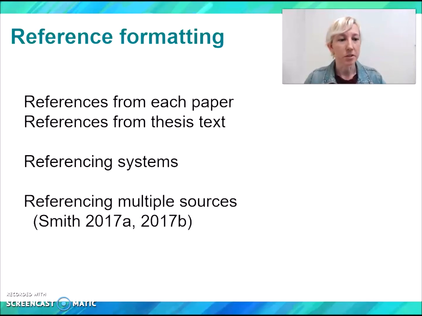So, for example, Smith might be someone very important in your field, and you've cited them 2017A, 2017B in this paper, but in another paper you've only cited this 2017B, but of course it's not 2017B anymore, it's just 2017. So you have to try reconciling the different sources to make sure that it is very clear which document you're referring to in all cases.